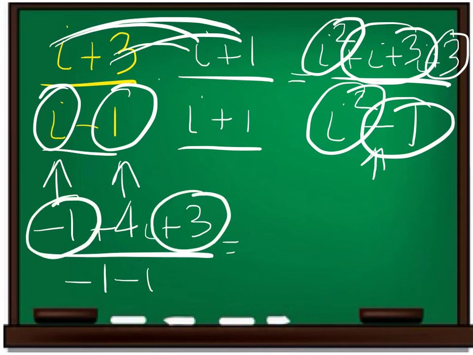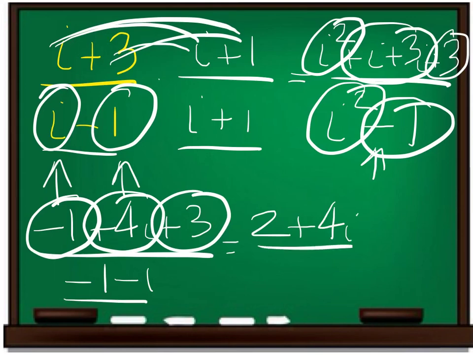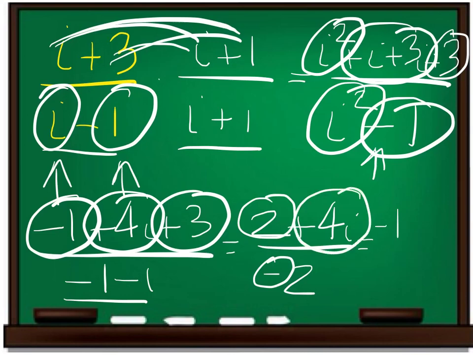So negative 1 plus 3 is 2. Keep the plus 4i. And this is a negative 2. What can I do to simplify that? You can divide everything by 2 and also do what? Change the sign. So in other words, you're dividing everything on the top by a negative 2. So 2 divided by negative 2 is negative 1, and 4i divided by negative 2 is negative 2i. So negative 1 minus 2i is the answer.